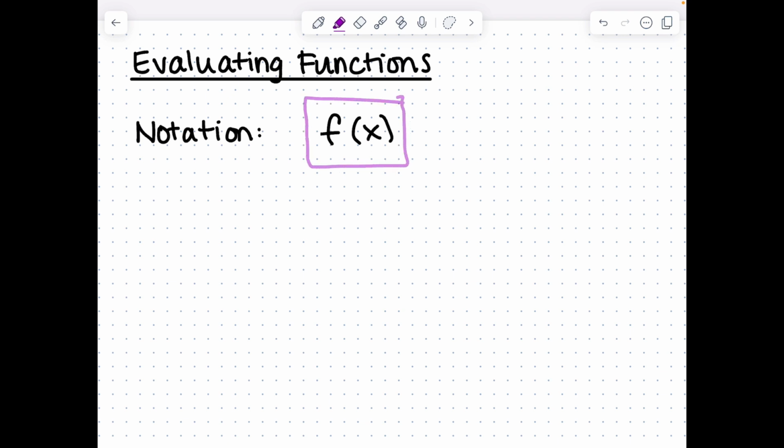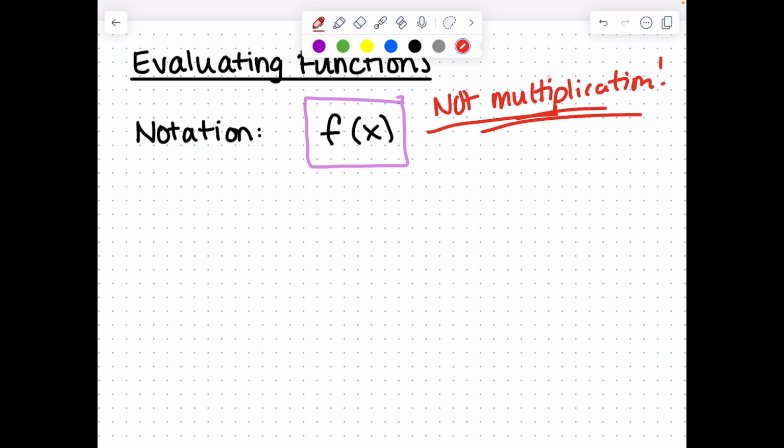It looks like f parentheses x. And normally when we see parentheses and things right next to it, we think multiplication. This is not multiplication. This is one piece of notation. It's like one word. You're going to see the f with the x. You won't see the f all by itself. Now, you'll see this in a couple different places.